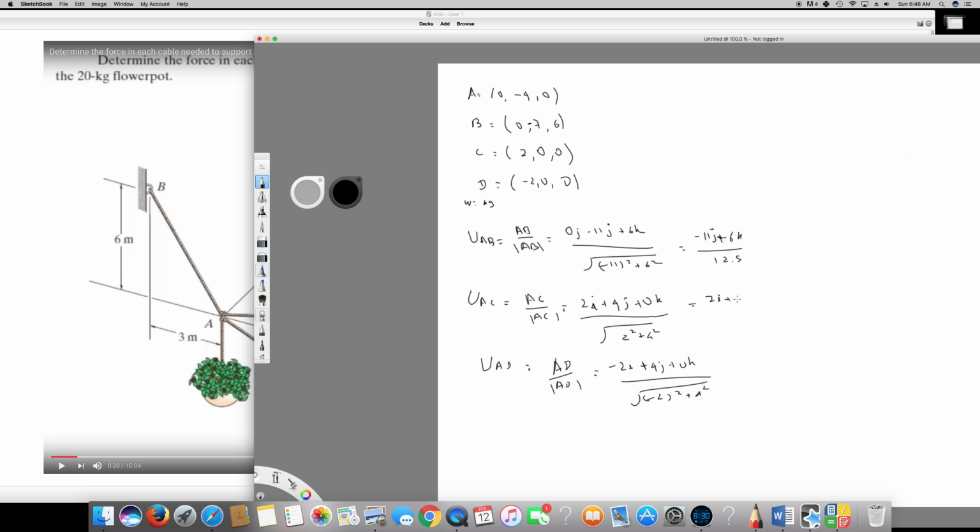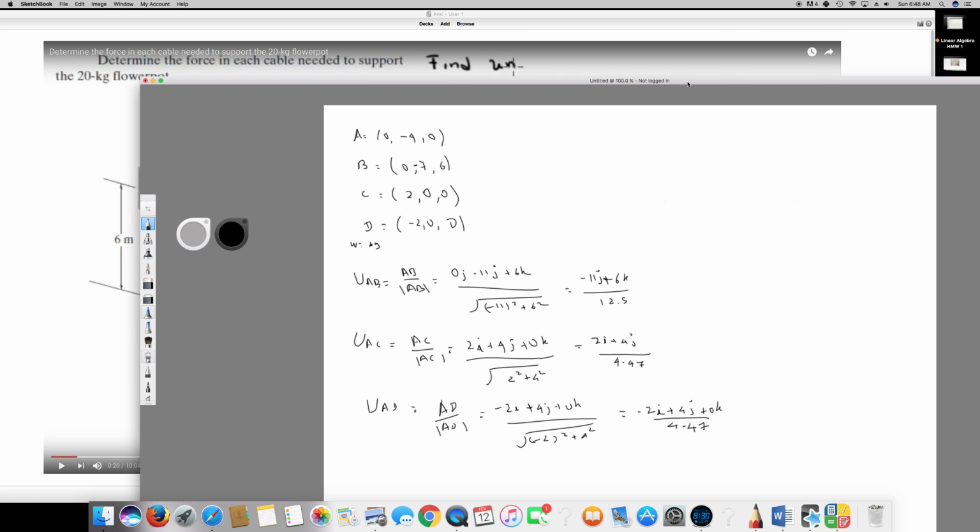UAC is going to give me 2I plus 4J over the square root of 2 squared, which is 4, plus 4 squared, which is 16, so 20. The square root of 20 is equal to 4.47. The next one is the same thing: negative 2I plus 4J plus 0K over 4.47. So these are my U values.